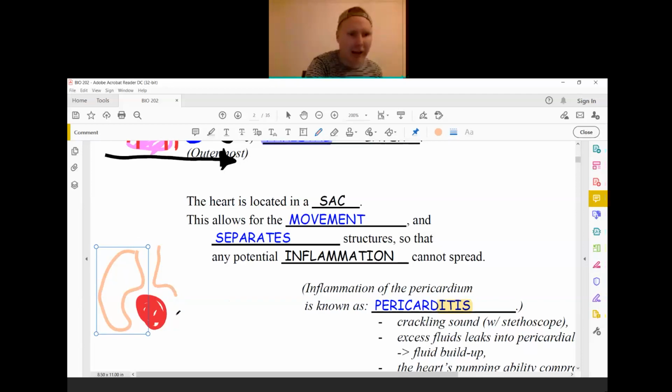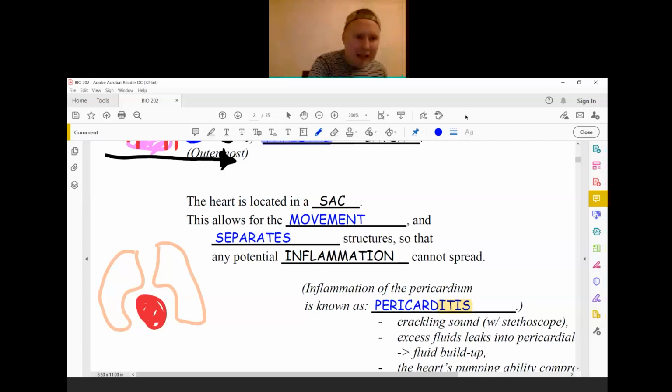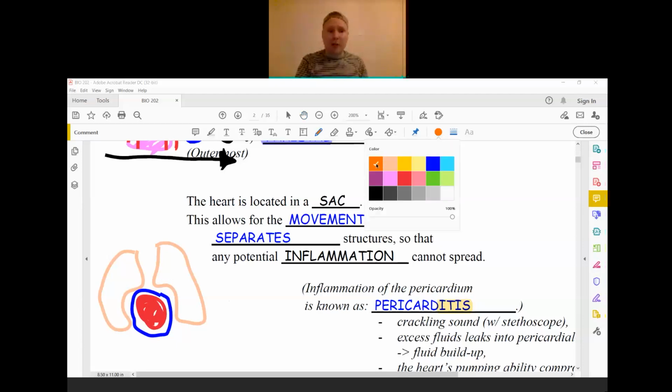So that's our lungs. The other reason why we put a heart inside a sac is the same reason why we see all of these separated cavities in the body: it allows us to separate important organs from the rest of the body, so that if there's an inflammation somewhere, it's not going to be able to spread into these important structures of ours.